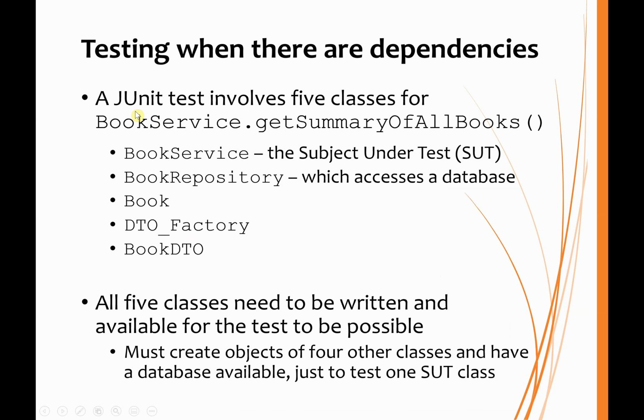So if we were going to test just one method in BookService, we would need 4 other classes. Now, all 5 of these classes would need to be written and available for the test to be possible. And that also means that we would have to create objects of 4 other classes, also have a database available, and all of that just to test one method in one class.